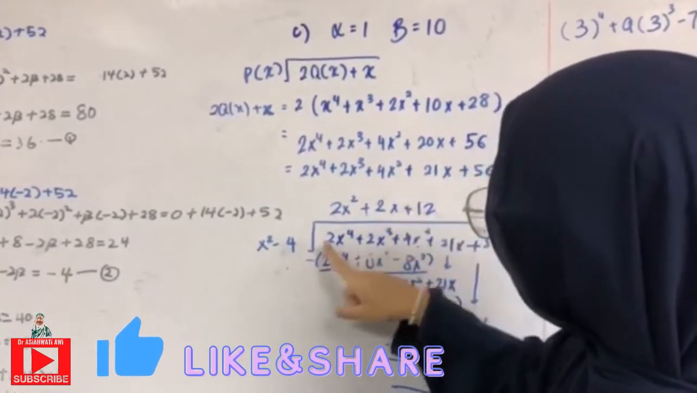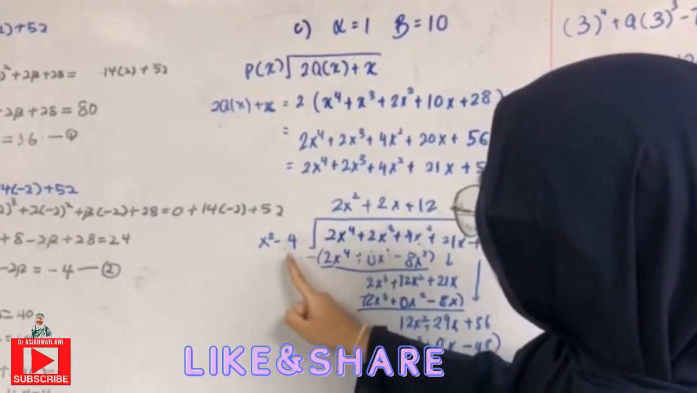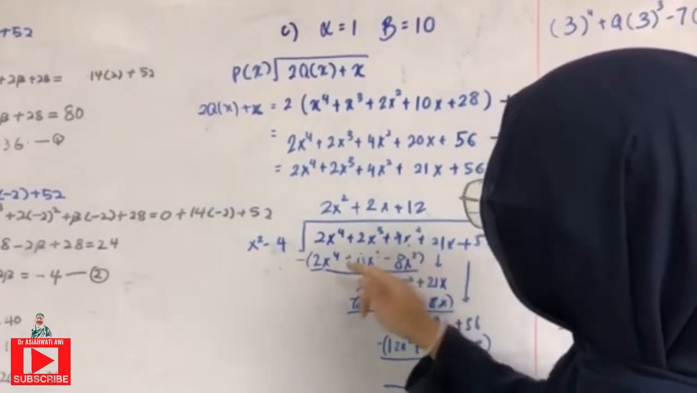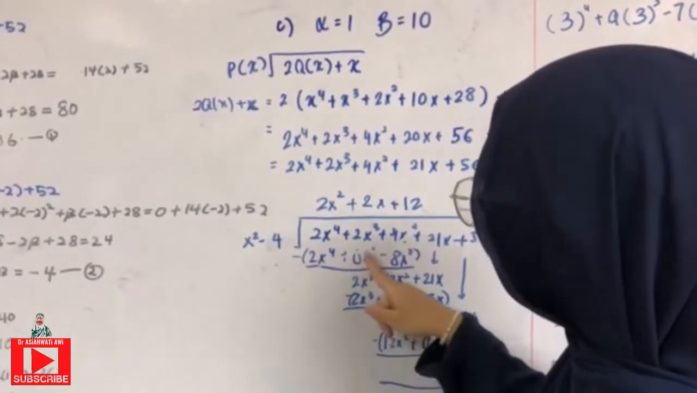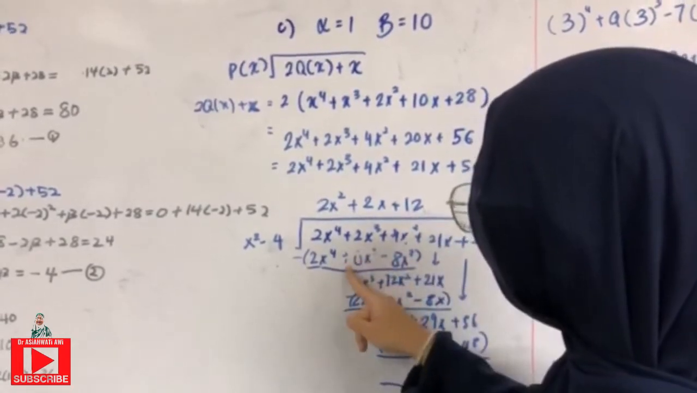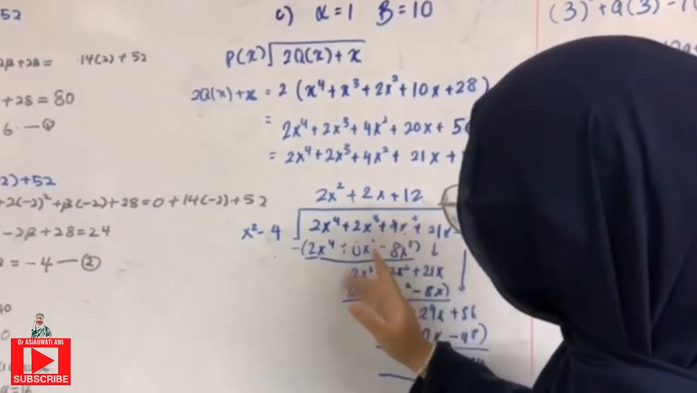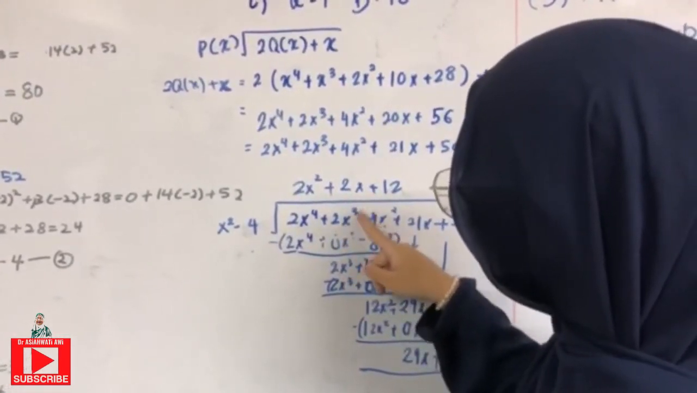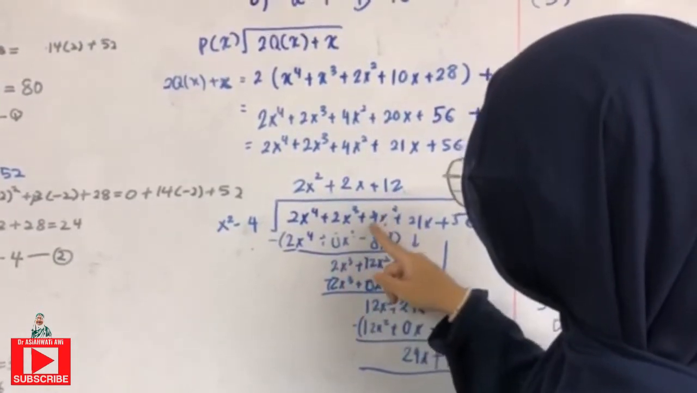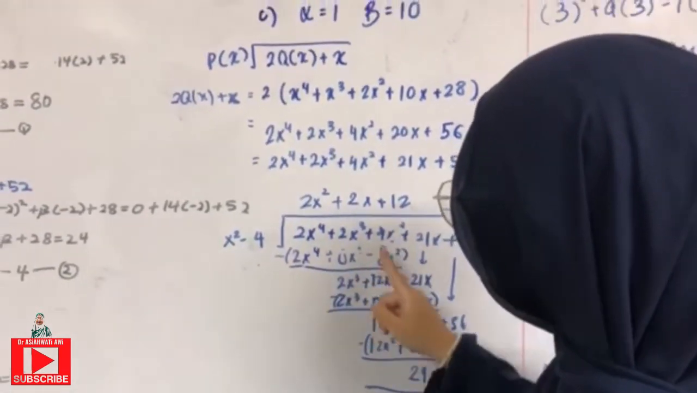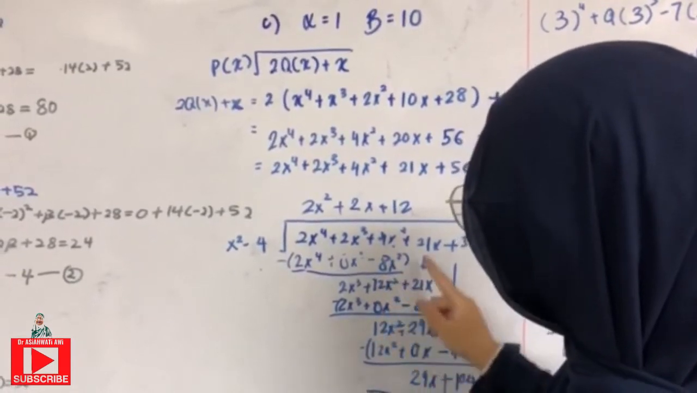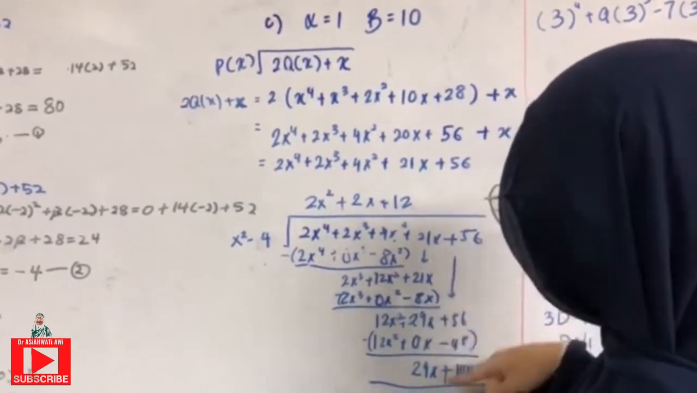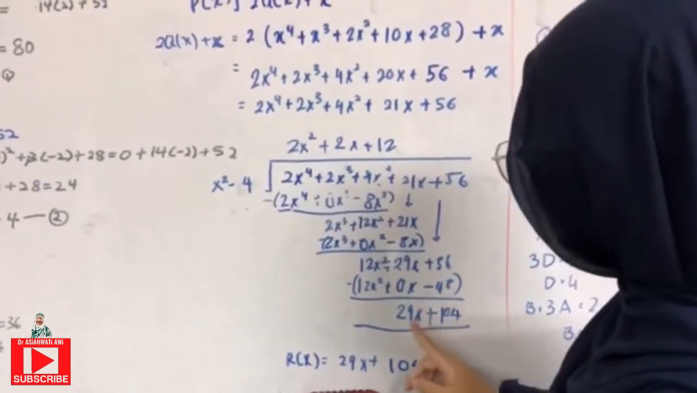Lepas tu tengok yang this value pula, negative 4 times dengan 2x square. So we dapat negative 8x square. And then x cube ni kita tak ada apa-apa value kita cari, so letak kosong to avoid careless. So bawa turun 2x cube tolak kosong 2x cube, 4x square negative positive, so 4 plus 8 equals to 12x square, and then bawa turun 21x. And then we continue the long division sampai dah tak boleh nak continue.